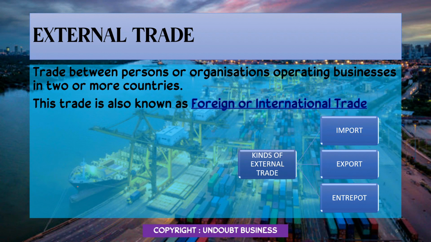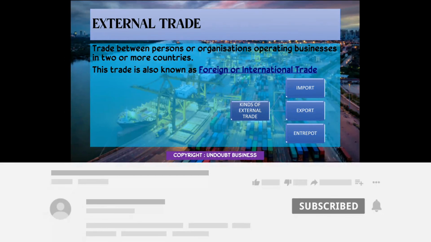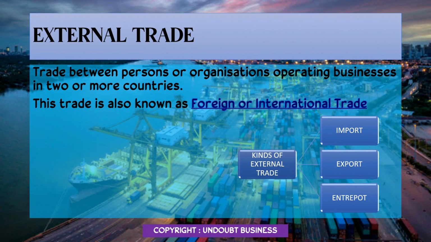Now let's move on further, and let's focus on the next type of trade, that was external trade. Till now we have discussed the types of trade. Internal trade we have discussed. Internal trade is further classified as wholesale trade and retail trade. Now let's talk about external trade. What is external trade? Trade is buying and selling of goods and services. Now, externally means outside the boundaries of a country.